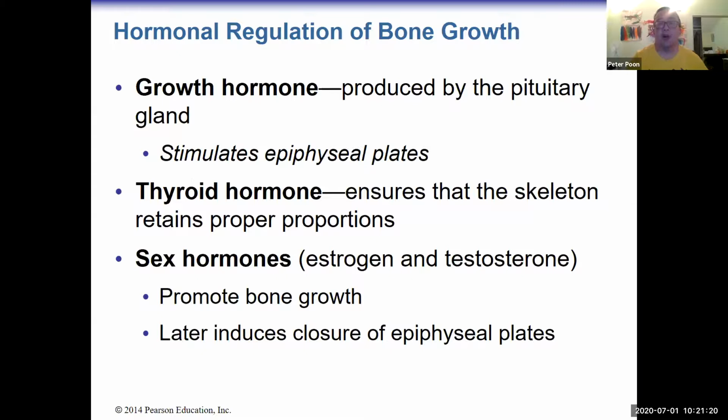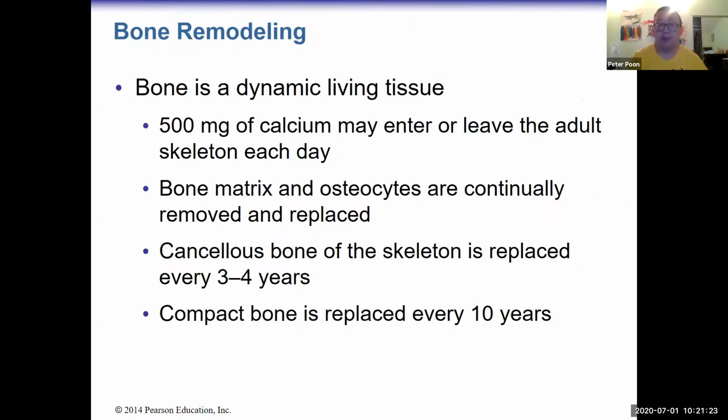We'll skip the hormones. We'll actually cover the hormones later. Bone is a dynamic tissue, so 500 milligrams, half a gram of calcium, can leave or enter adults every day. You can actually lose bone very quickly. The cancellous or spongy bone is replaced every 3 to 4 years. The compact bone is replaced every 5 to 10. So you have this dynamic process going on, where you can build bone and you can lose bone.